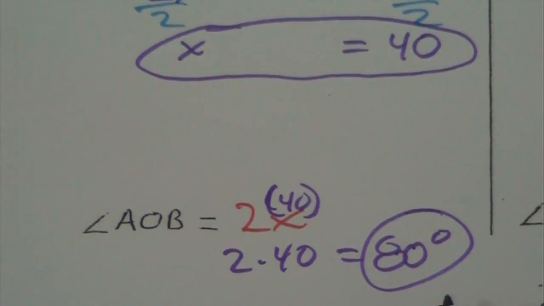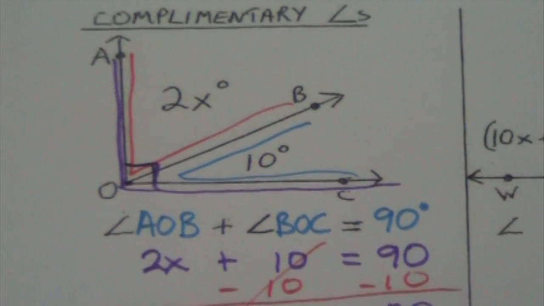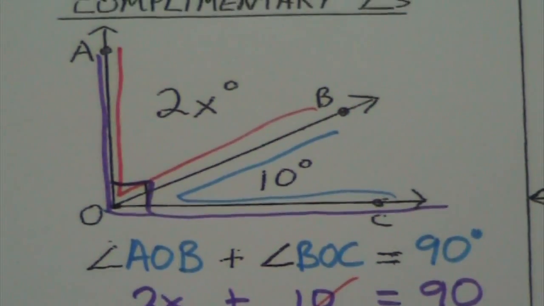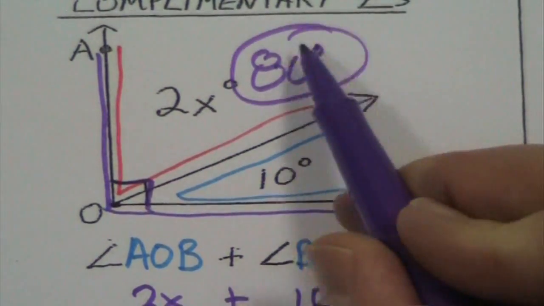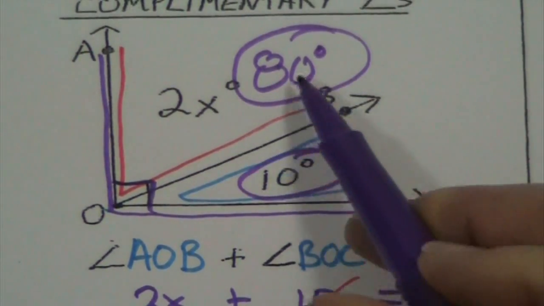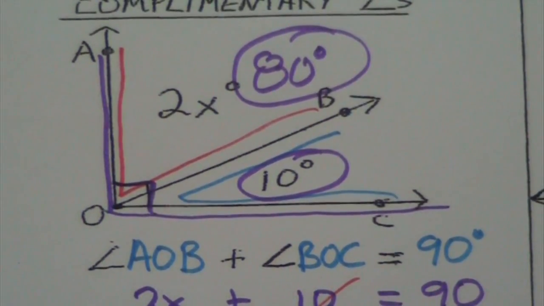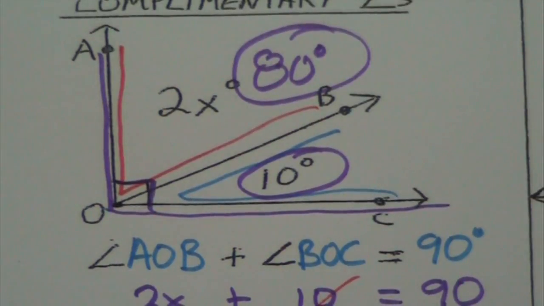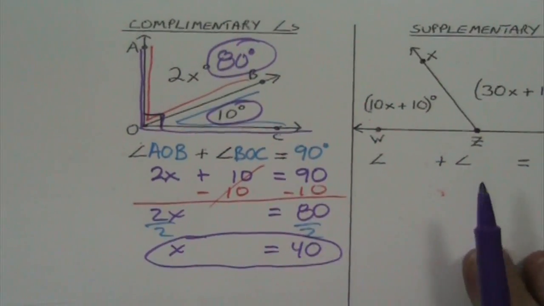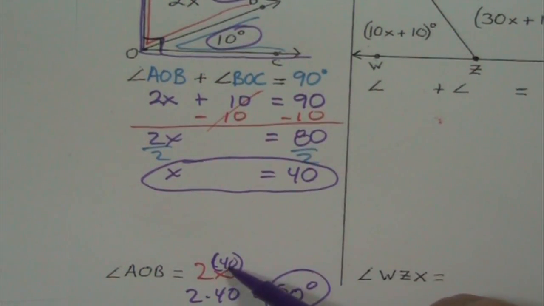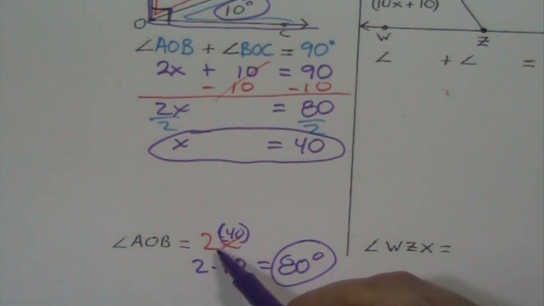Now if we go back up and just kind of check that, you can see that it would have to be 80 degrees. Because if this is 80 degrees, because look, this is 10 degrees. 10 degrees and 80 degrees makes 90 degrees. So it does work out. So we solved for x, and then we substituted x in to find out the missing angle. Substitute it into the expression.